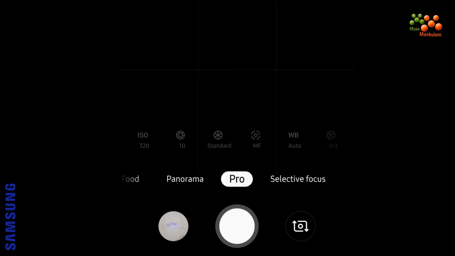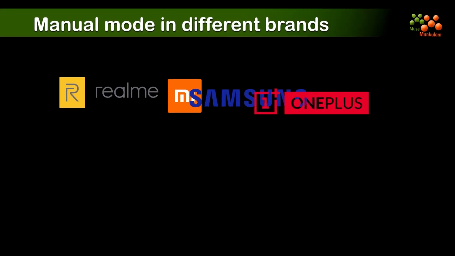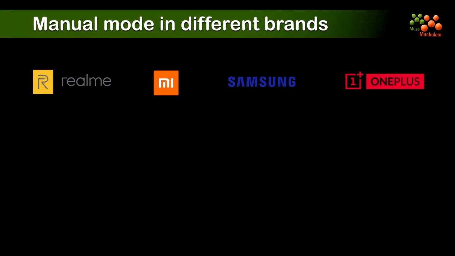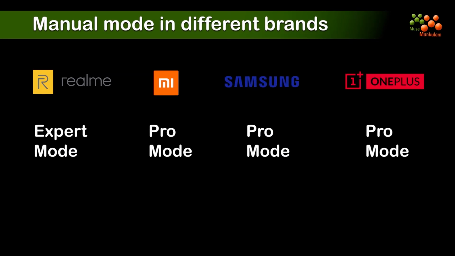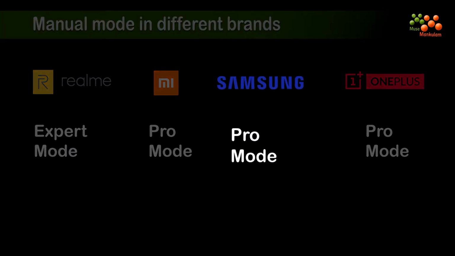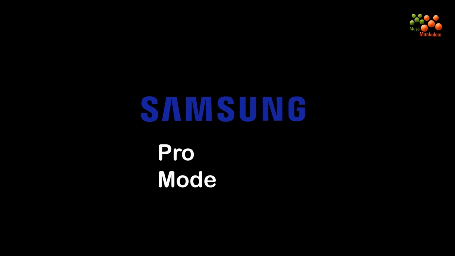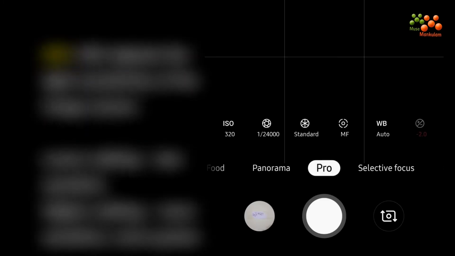Before going deeper, let's understand manual mode in different mobile brands. Only on Realme, the manual mode is called Expert Mode. MI, Samsung and OnePlus named it Pro Mode. Let's have a look at Samsung Pro Mode.